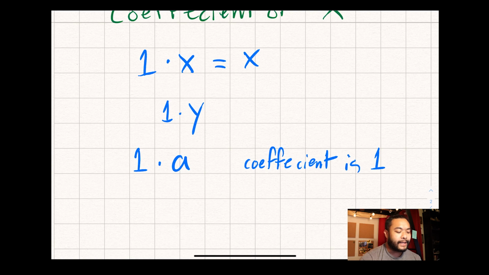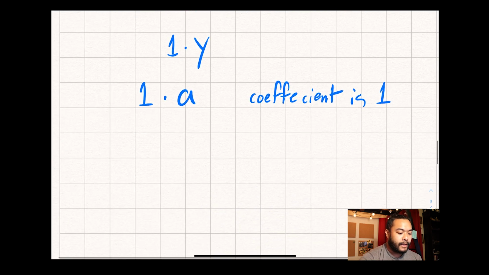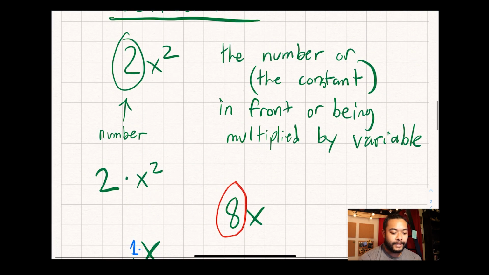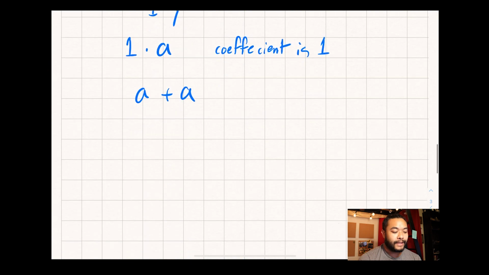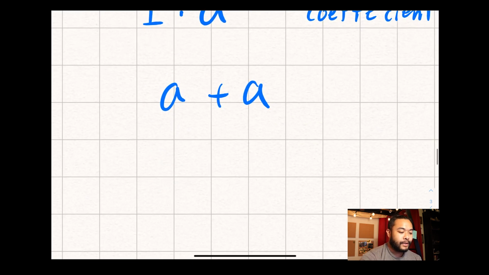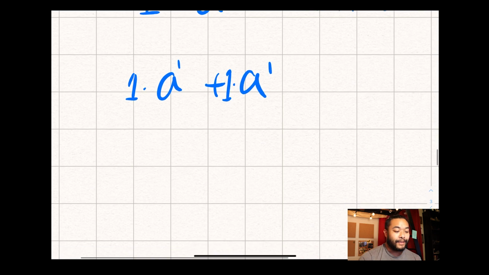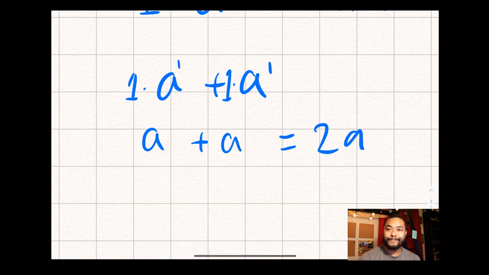And that's why I can add a plus a, because they do have the same variable. And that's 1, which is 1 times a and 1 times a. So they have the same variable, they have the same coefficient, which in this case is 1, which also doesn't show up. Then they're like terms. A plus a equals 2a.